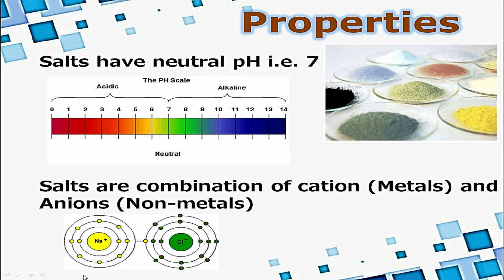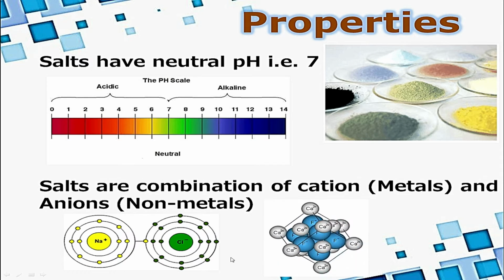So in this compound of sodium chloride, sodium is giving its electron to chlorine and chlorine is accepting that electron. Due to the loss of electrons, sodium has converted into cation, positively charged ion, and due to the gain of electron, chlorine has converted into anion, negatively charged ion. So, in a salt, there is a metal which exists as cation and non-metal which exists as anion.